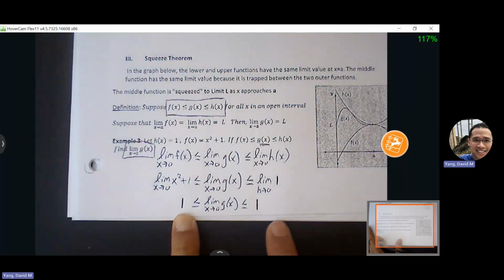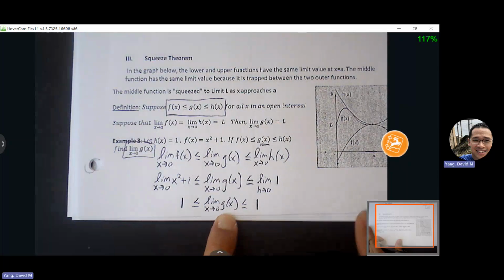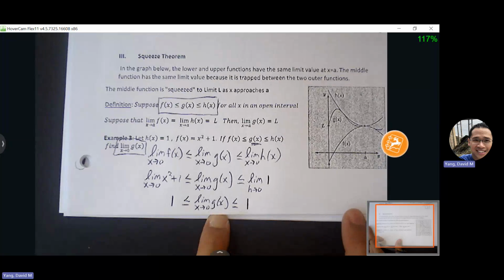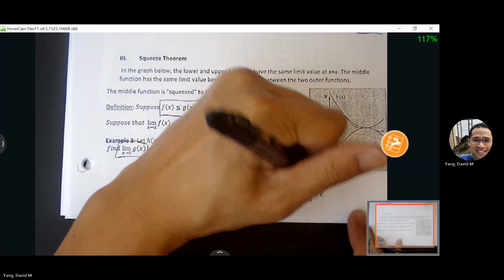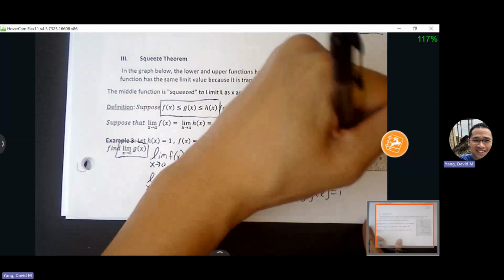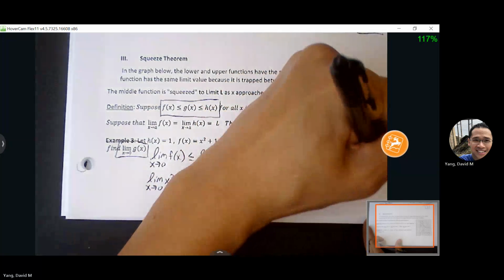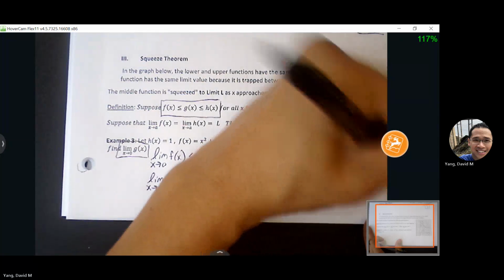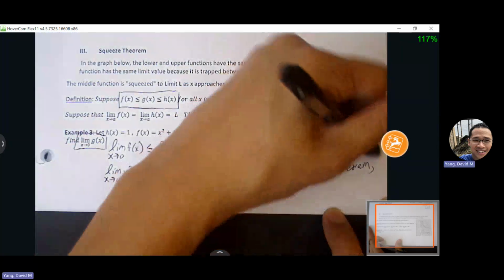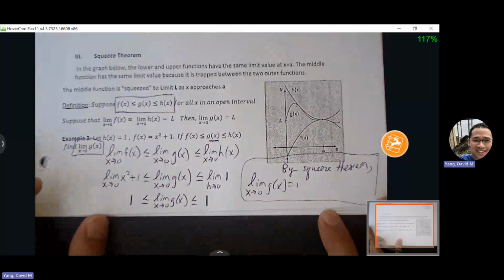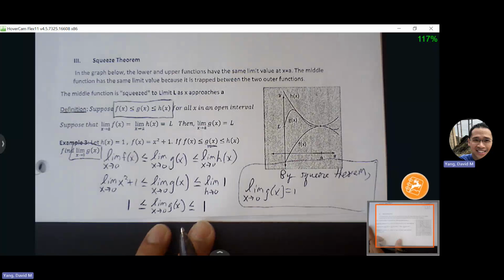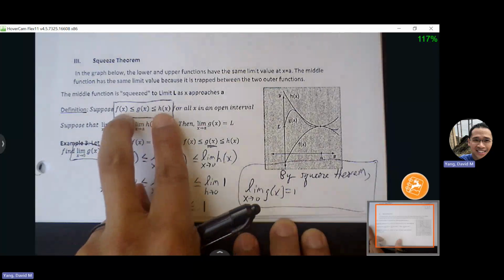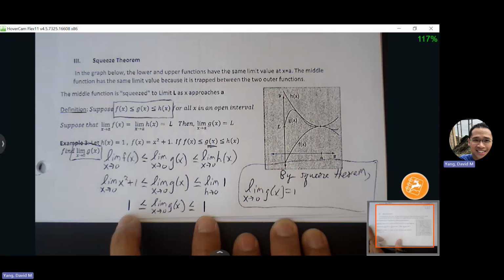So if my lower limit is 1 and my upper limit is 1, my middle function must also be what? 1. So we can say by squeeze theorem, the limit as x approaches 0 of g of x equals 1. Even though we don't know what the g of x function is, we are able to arrive at this conclusion because of the relationship that is established, and also because the upper and lower share the same limit.